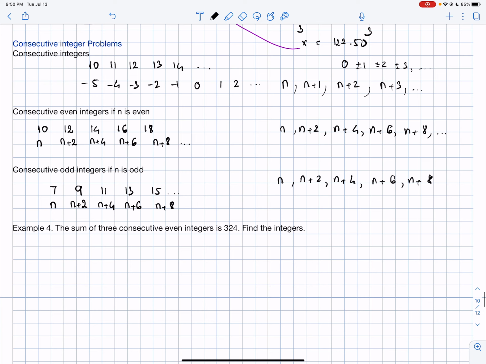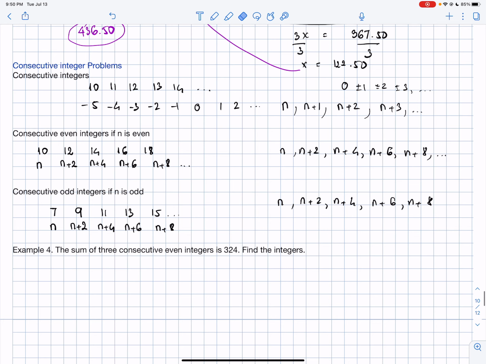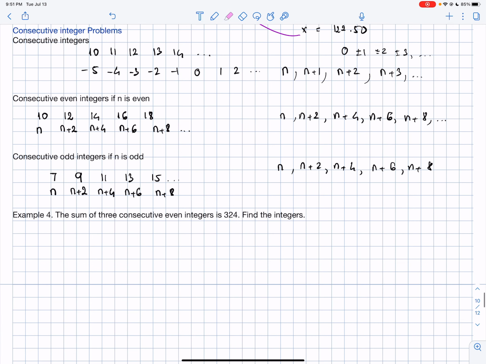We notice that the consecutive even integers formula and the consecutive odd integers formula are the same. The difference is the number that we begin with. For consecutive even integers, you begin from an even number. And for consecutive odd integers, you begin from an odd number. And if there's no odd or even, just any integer, the consecutive integers will begin from any number, odd or even, for the first number.